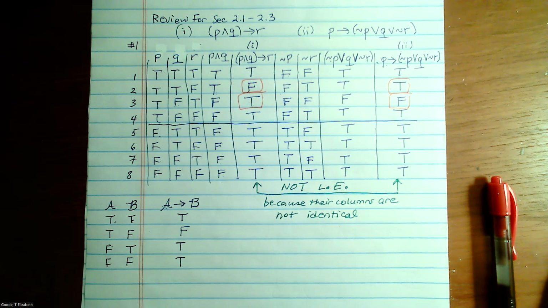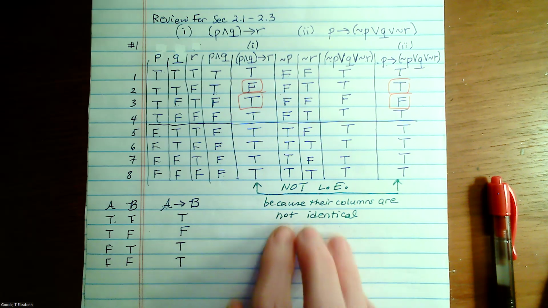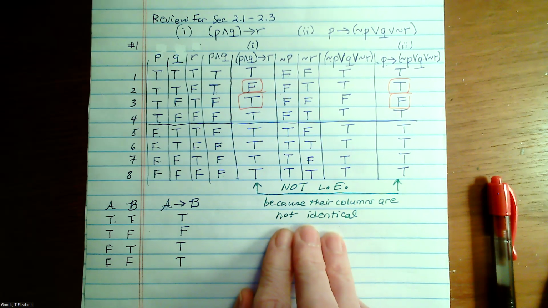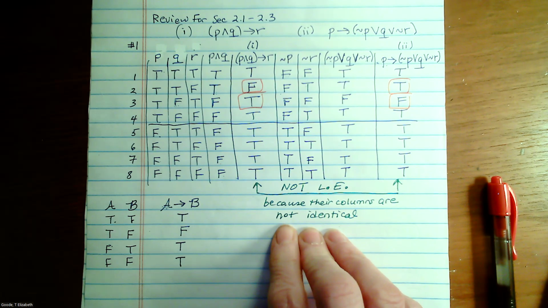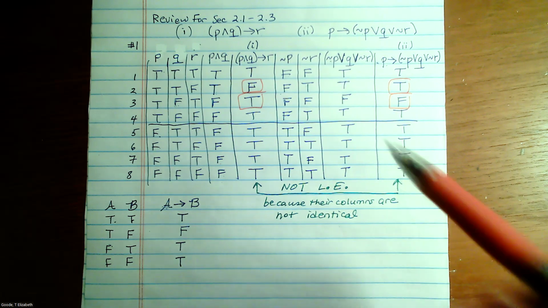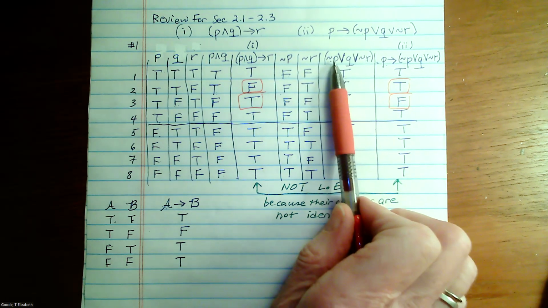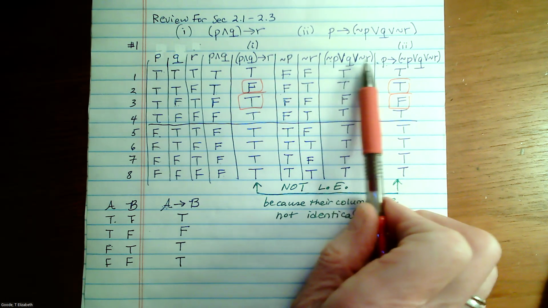It's funny how you think about something late at night. I kind of changed the problem around. I edited a form that I had for this review worksheet, and I was so nervous that I had made a mistake, but I think we did it right. But that's great. So they're not logically equivalent because their columns are not identical. There is something that's kind of interesting, though. Look at the column for not P or Q or not R.